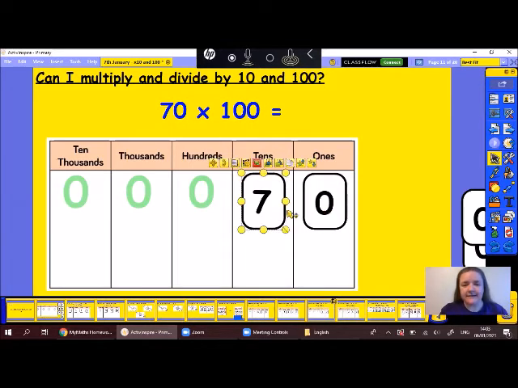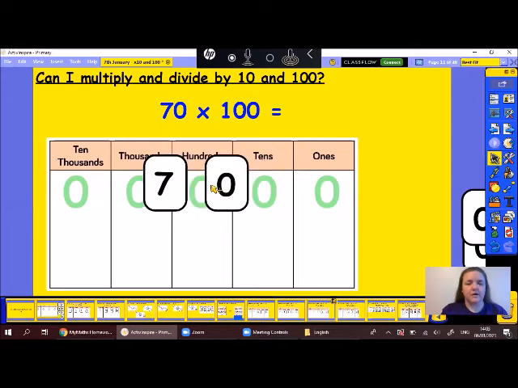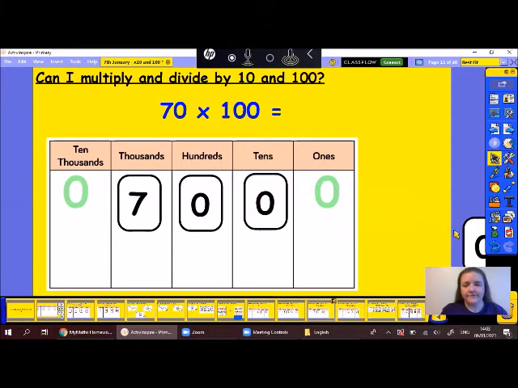So we have 70, we're going to multiply it by 100. So we move both digits up 2 places, 1, 2, and we have 2 places left for zeros. So 70 times 100 is 7,000. Now you might think that you've gone wrong because you've ended up with a number that has 3 zeros at the end, but actually it already had the 0 to start with, so that's fine.